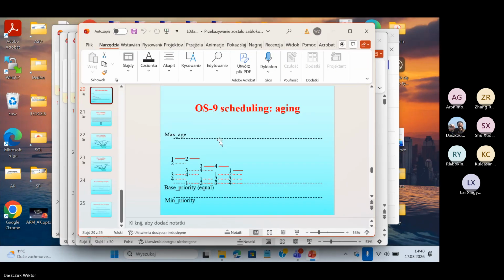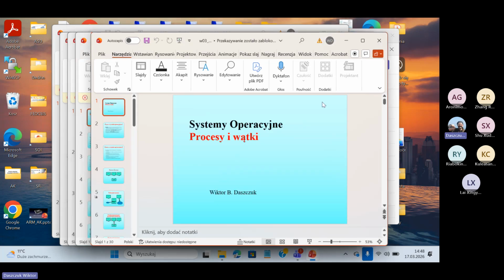Okay. Let us switch to the next slide set, which is synchronization.